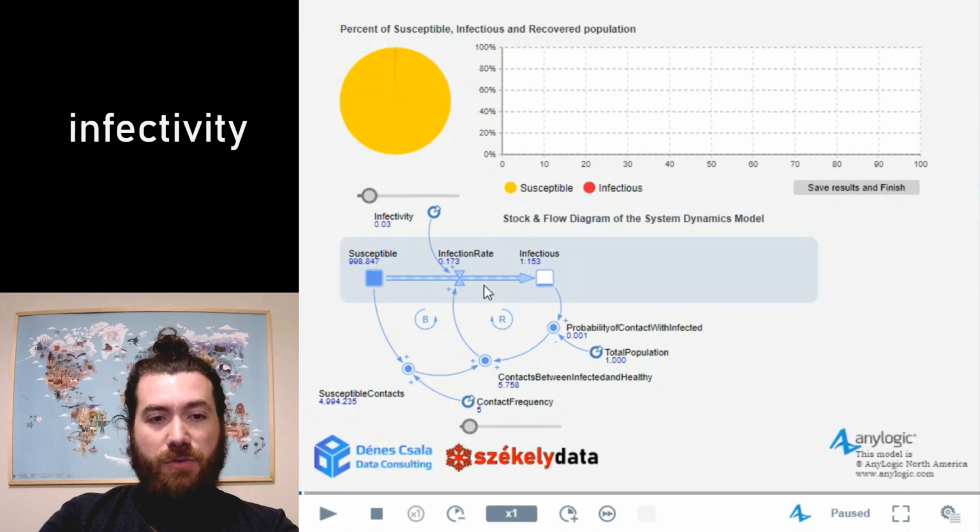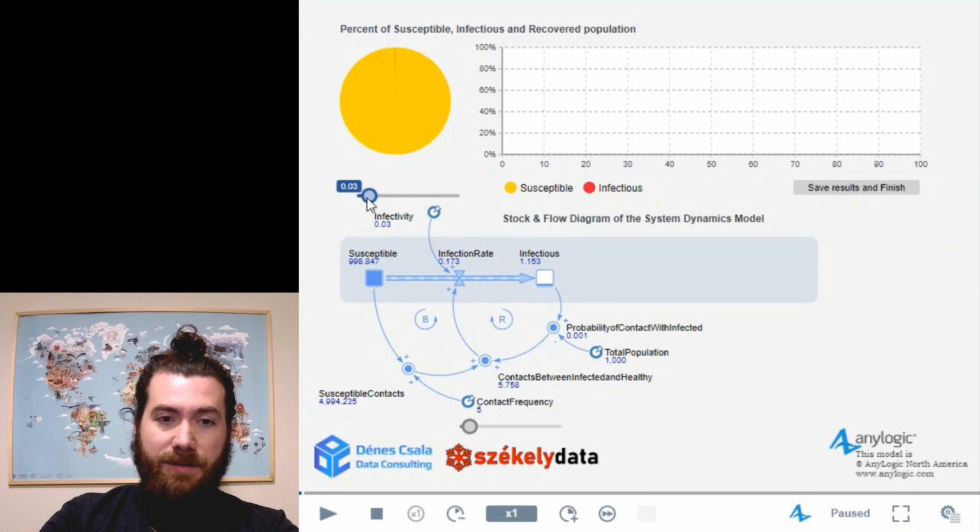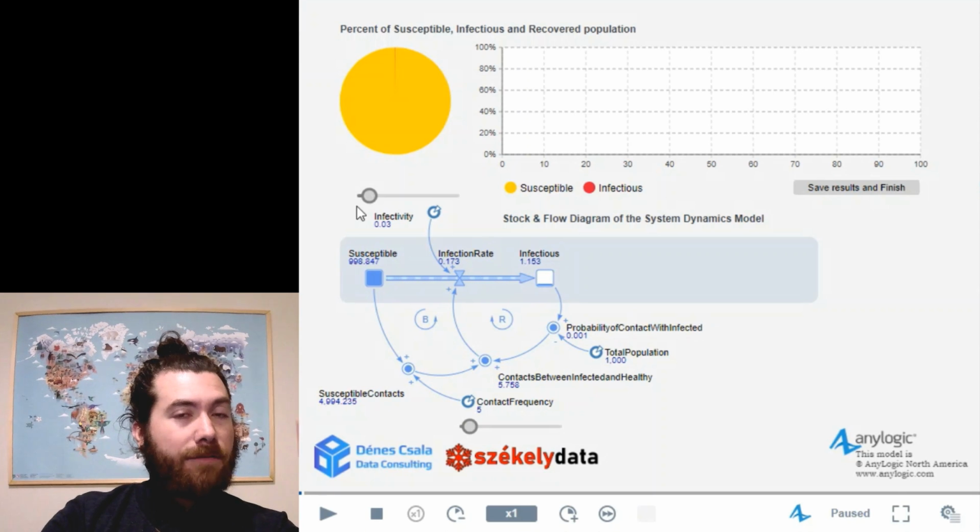So now our infection rate is actually a product of infectivity and the contact. So not every contact will directly lead to a new infection, but it's multiplied with an infectivity. And let's say that the infectivity is 3%. So out of 100 interactions, you will catch the disease 3 times. And this is actually a high infectivity for contagious diseases.